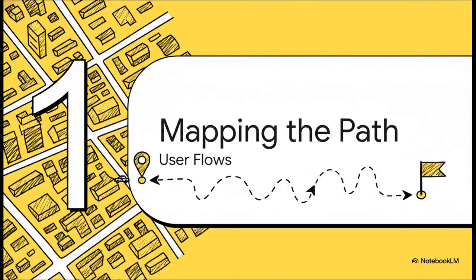Okay, so first up in our toolbox is the user flow. Imagine an app is like a city. A user flow is the GPS route you map out to get someone from their starting point to their destination as smoothly and efficiently as possible. It's all about that logical journey.